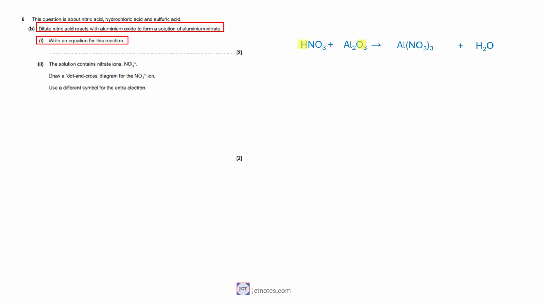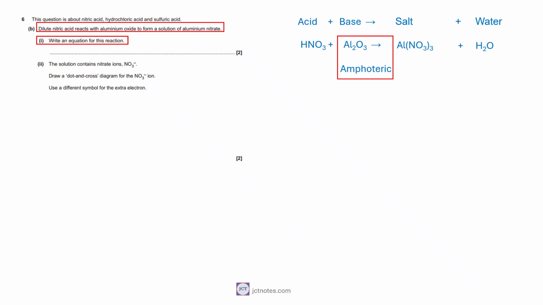Another way to identify the products is to recognize that this is an acid-base reaction. Acid-base reactions produce a salt and water. Aluminium oxide is an amphoteric oxide, which means it can react as either an acid or a base. In this reaction, it reacts with the acid to form aluminium nitrate and water. Now let's balance the equation.